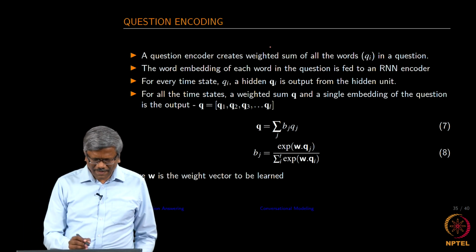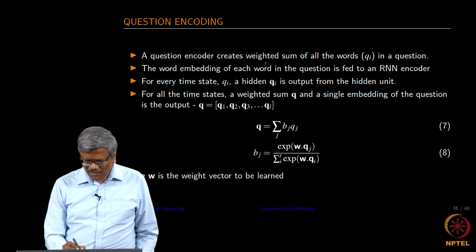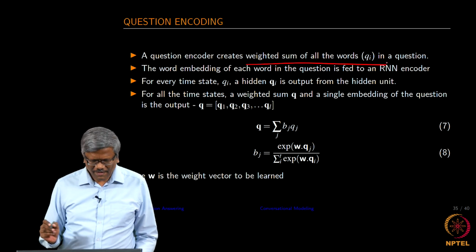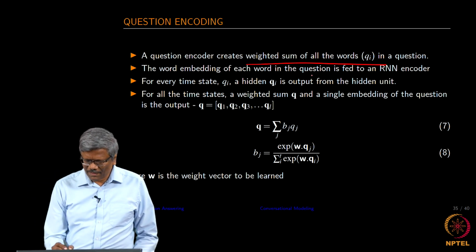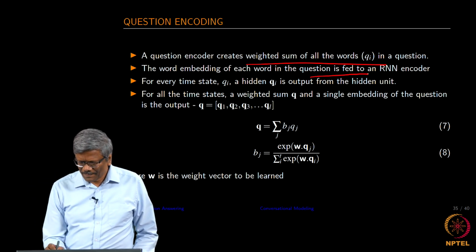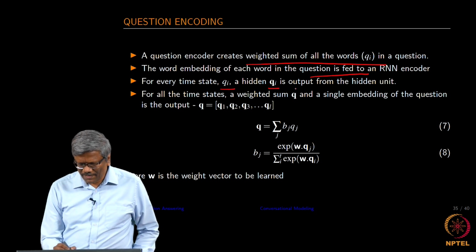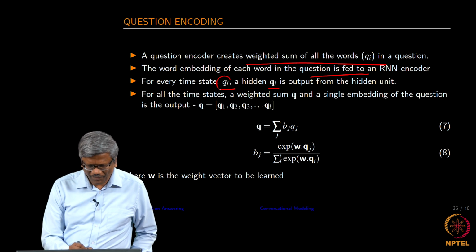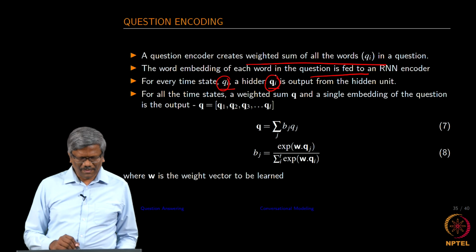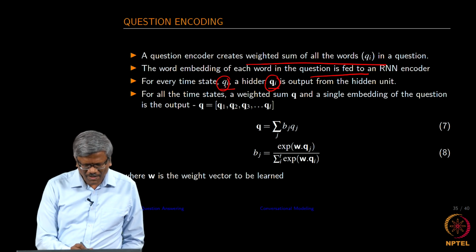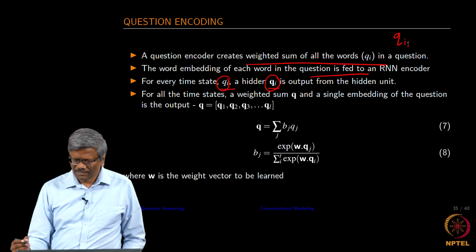So, here we have the weighted sum of all the words is what we are going to be encoding. The word embedding for each word is fed. Every time, state hidden QI is output. So, note the type of the notation here. This is the question word, QI is the question word.